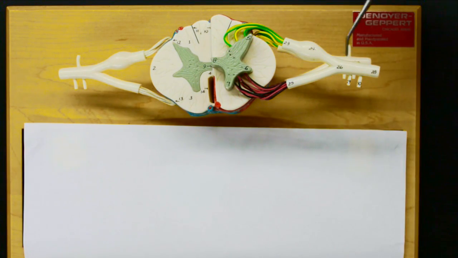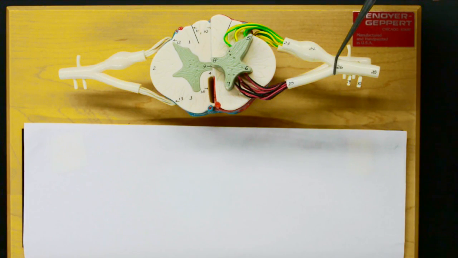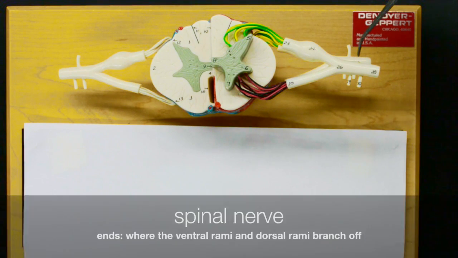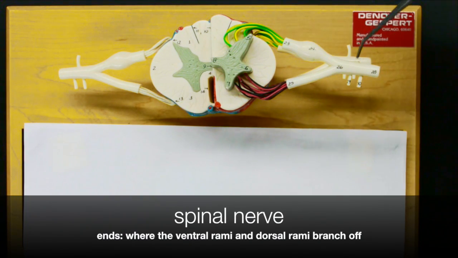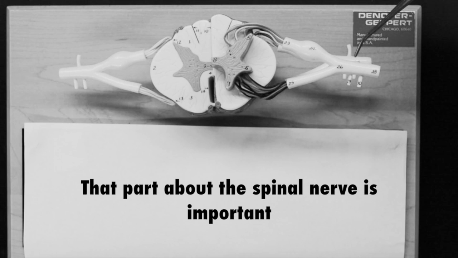The spinal nerve is this area between here and here, where the anterior root and the dorsal root meet is the start of the spinal nerve, and then where the ventral rami and the dorsal rami branch off is the end, unfortunately.